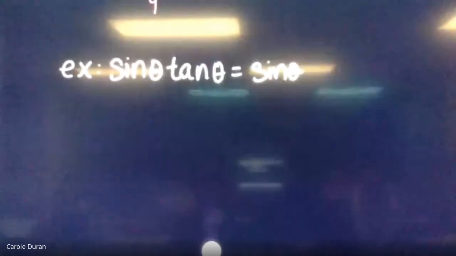Okay, so now I have the equation sine theta times tangent of theta equals sine of theta.